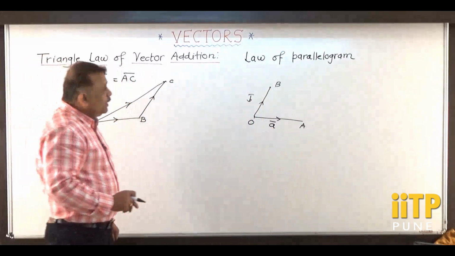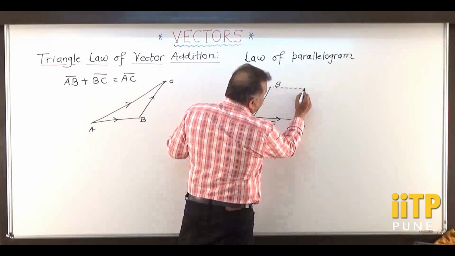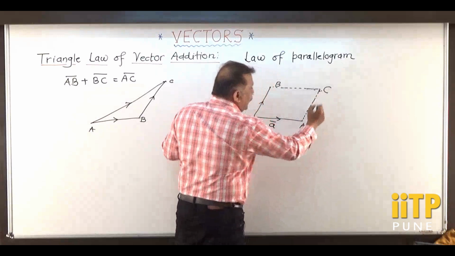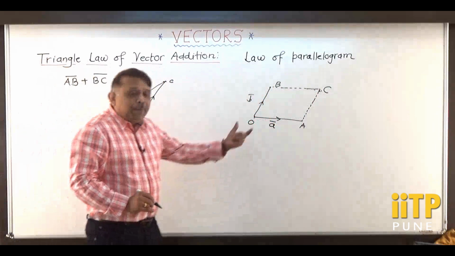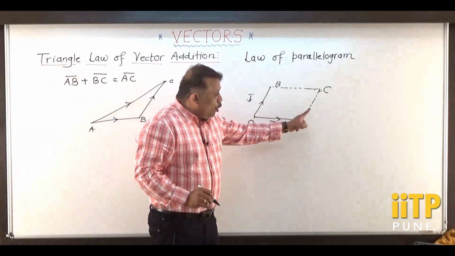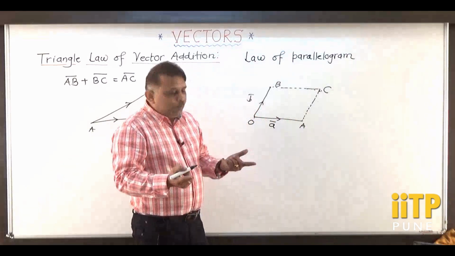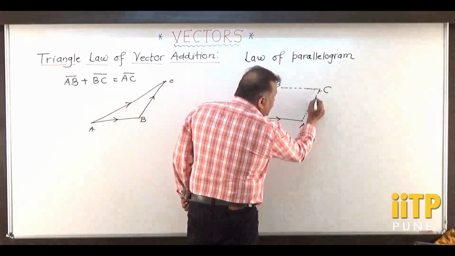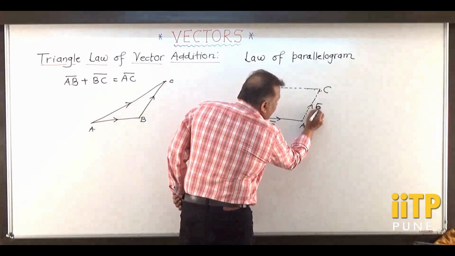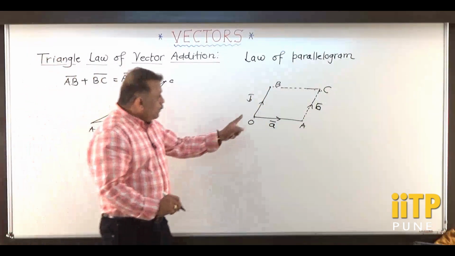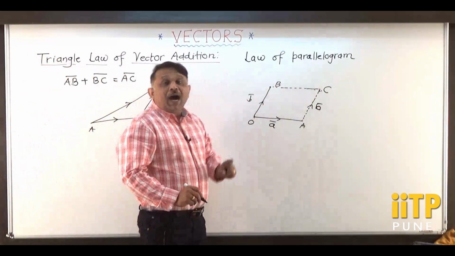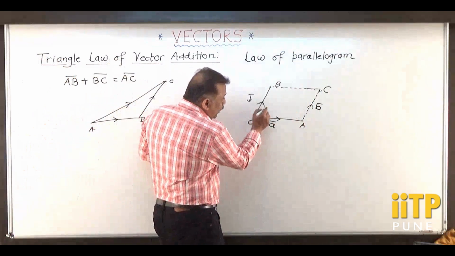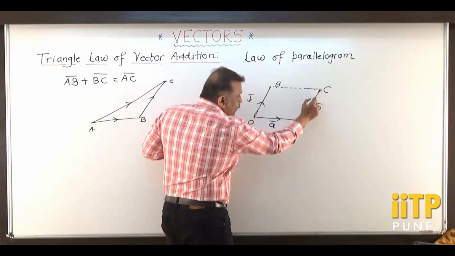Now what we do is, we complete a parallelogram, and let us name this point C. Now in a parallelogram, by geometry, opposite sides are equal in magnitude. So if this is B bar, then AC bar is again B bar, because OB bar and AC bar are two equal vectors. Their magnitude is the same, direction is the same. So both are going in the same direction with equal magnitude.